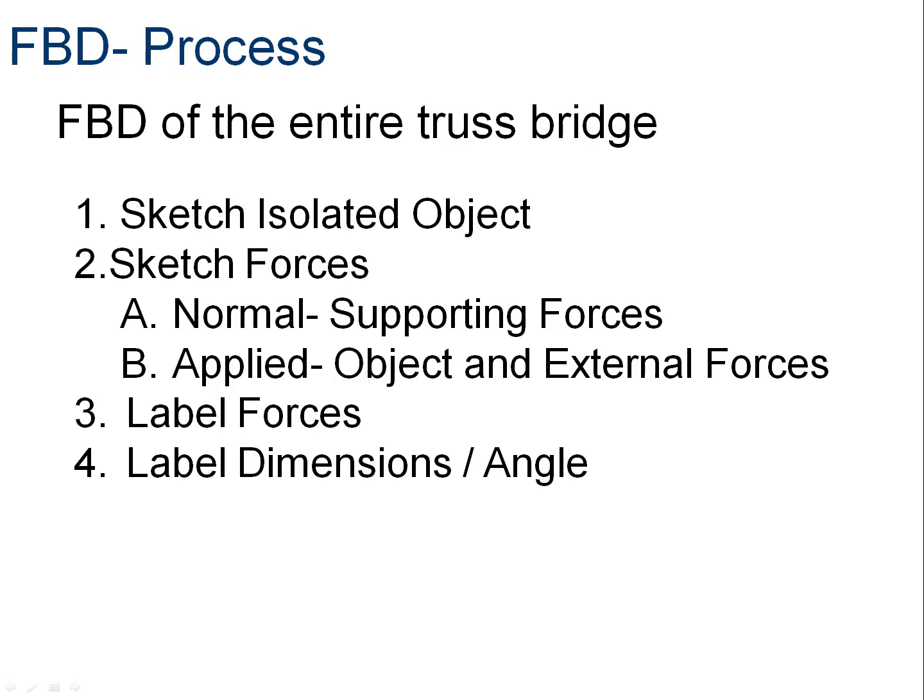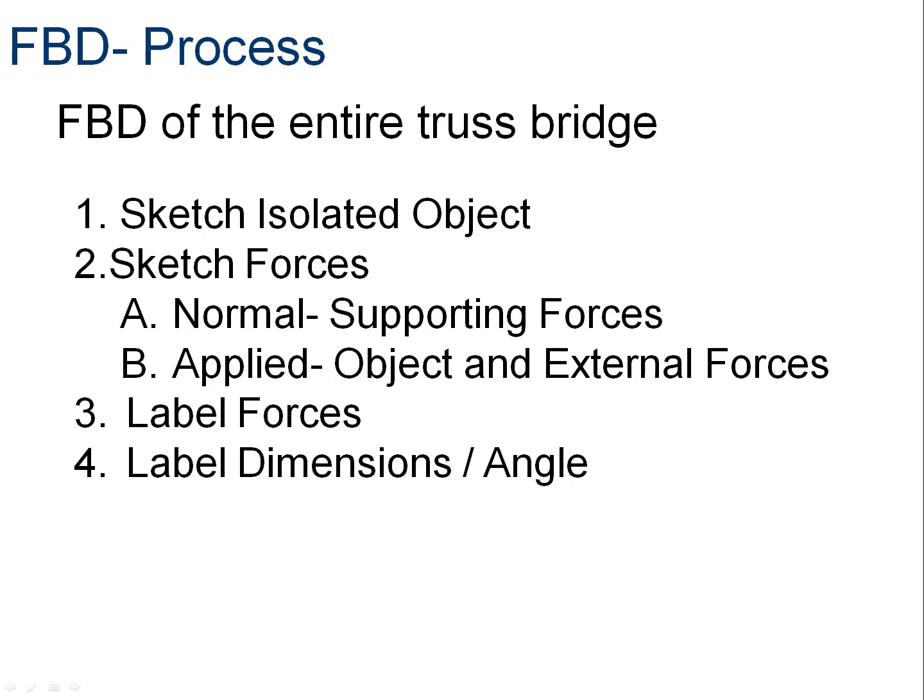So when we talk about a free body diagram, remember our process. And this wraps up our presentation on free body diagrams. The first thing we're going to do is sketch an isolated object. We're going to isolate the object all by itself. Then we're going to sketch in forces, normal and applied forces. And we talk about supporting forces. Remember, we talked about those different classifications of supporting forces: simple contact, cable, rope, chain, pin, roller, and a cantilever. Sketch those forces.